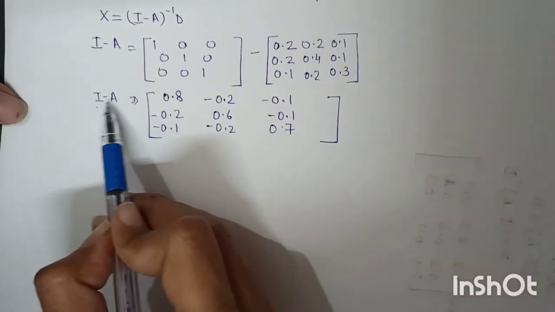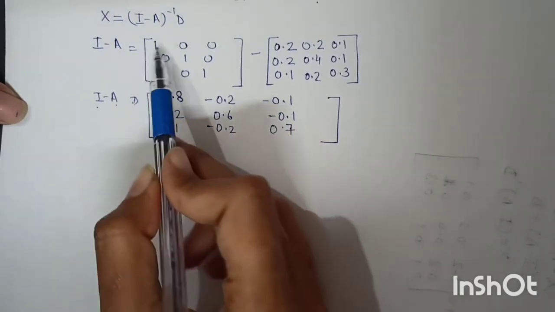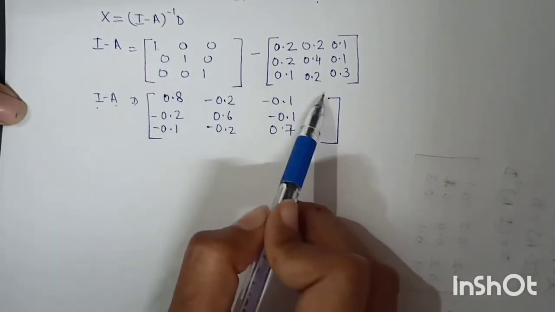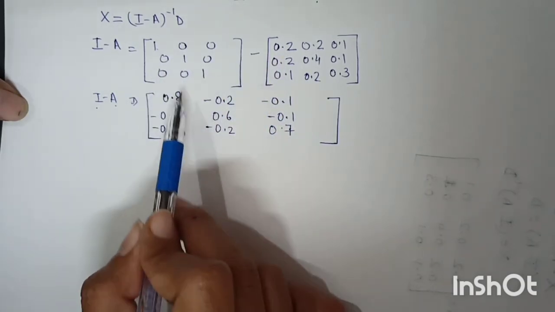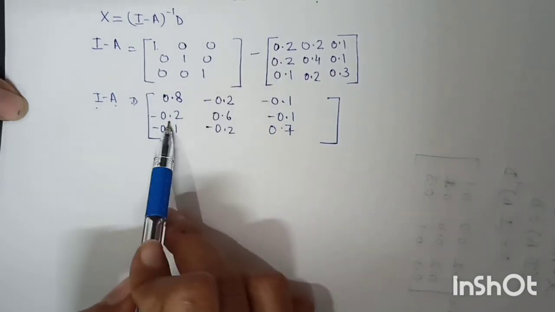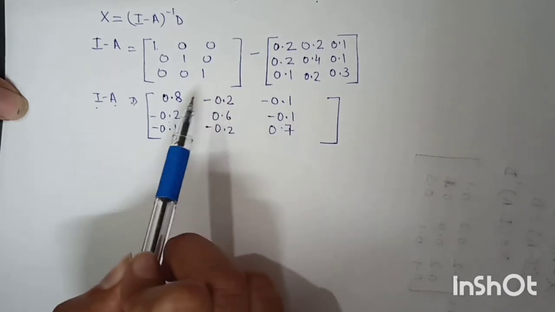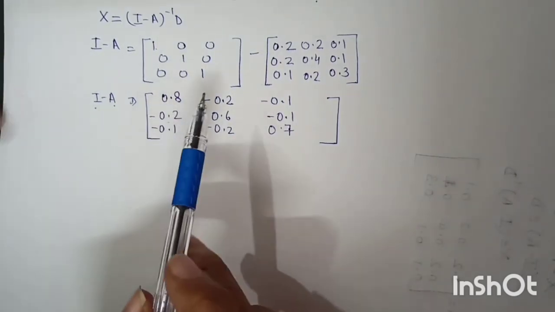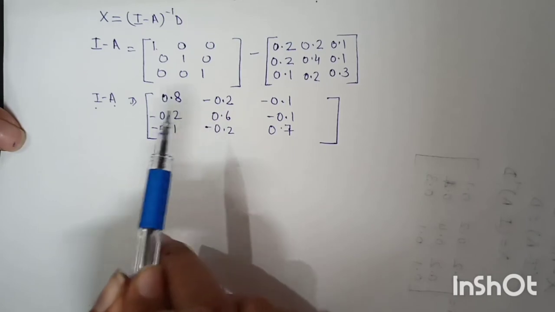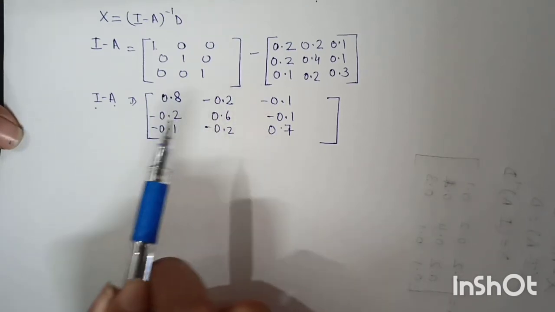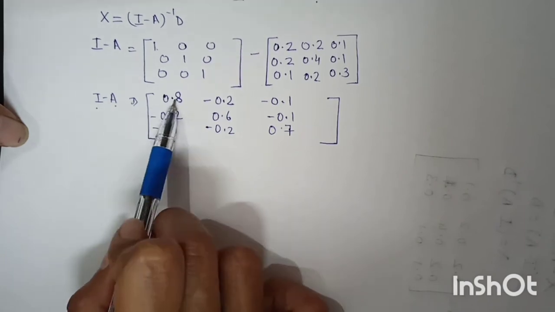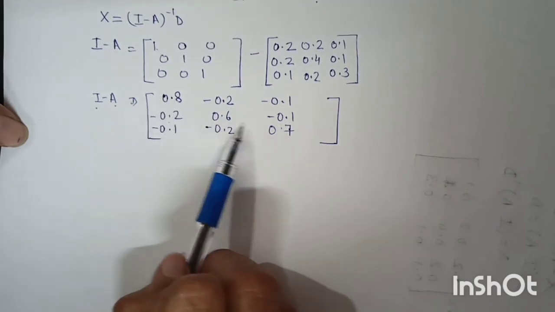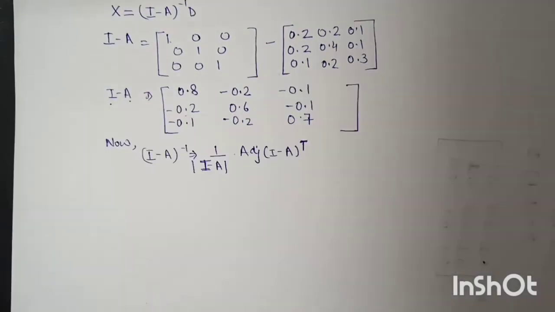So students, our I minus A will be this, as we subtracted the diagonals from 1 and all of the other numbers are subtracted from 0. So all of the other numbers get a minus sign. Students, please be careful. Your diagonal will always be positive in this I minus A. That is, it does not have any negative sign.